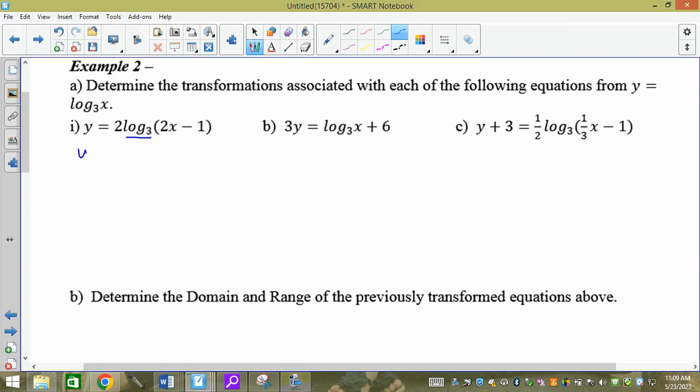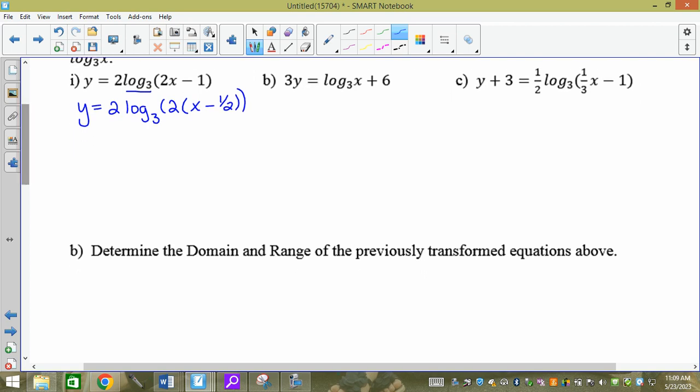I believe. So we get 2 log base 3, and we take a 2 out, and we're left with x minus 1/2. So, what are my transformations? Does this 3 appear anywhere? No. I have a vertical stretch by a factor of 2 about the x-axis.